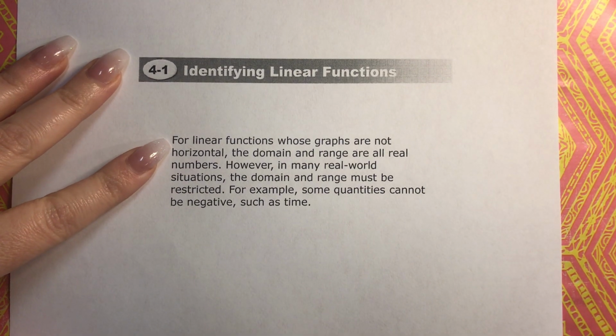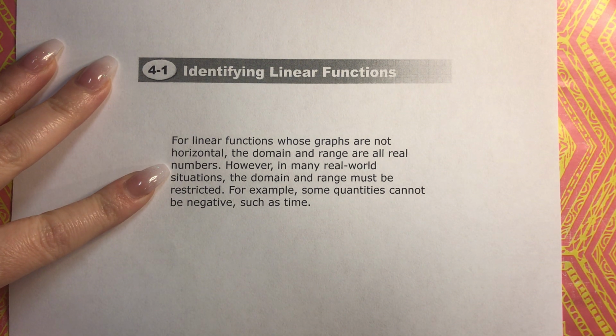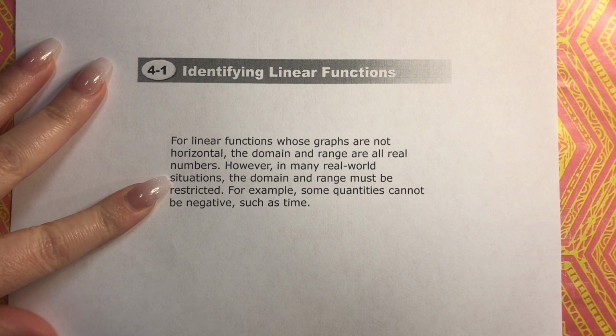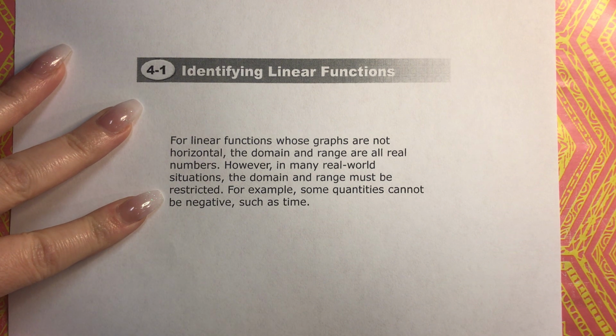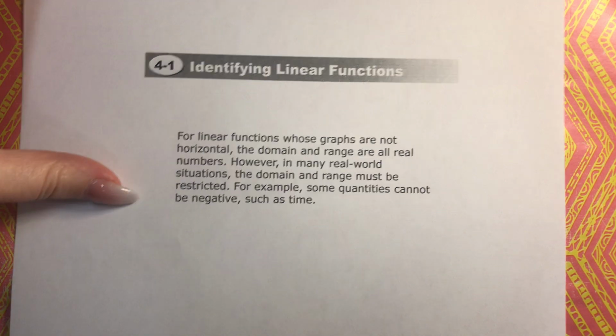For linear functions whose graphs are not horizontal, the domain and range are all real numbers. However, in many real-world situations, the domain and range must be restricted. For example, some quantities cannot be negative, such as time. You can't have negative time, so that means that time always has to be positive.